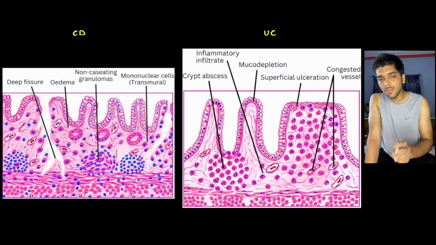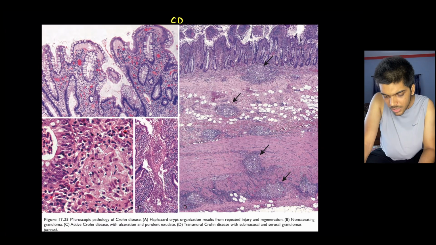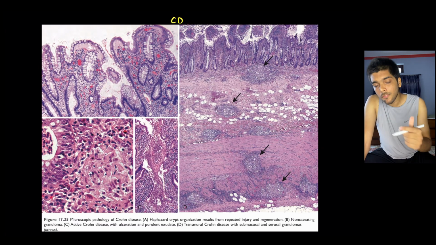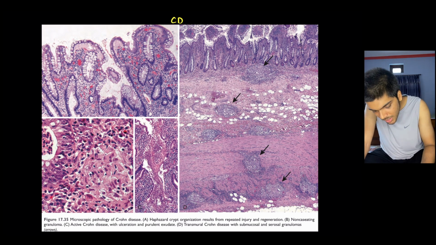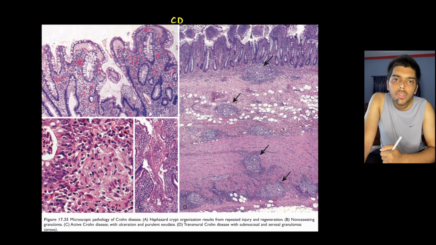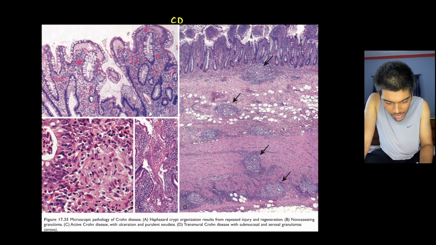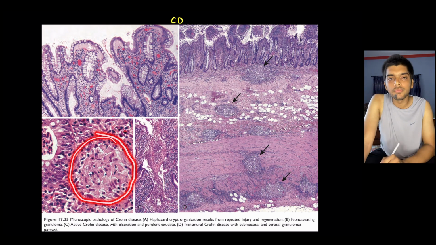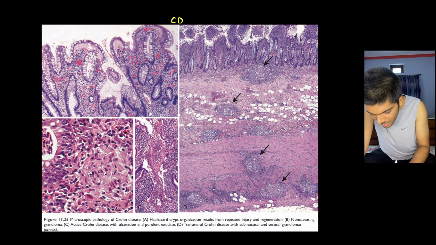Now let's take these typical features and look at the histology shown in your Robbins. First, Crohn's disease. First was ulcer. What kind of ulcer are there? Deep ulcer. So you can see the deep ulcer or fissure right here. Second, the typical feature is non-caseating granuloma. Here is the non-caseating granuloma. Third, there is transmural involvement, that is the complete thickness of the wall is involved. So there are non-caseating granulomas throughout the complete thickness.